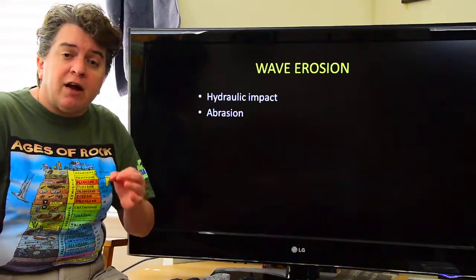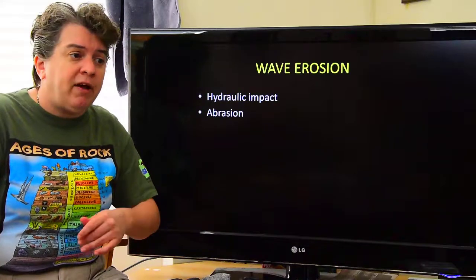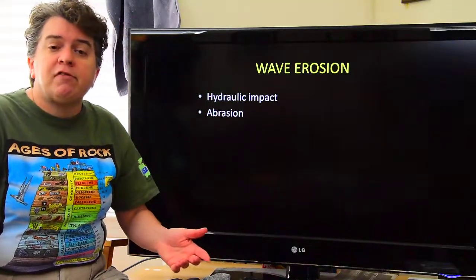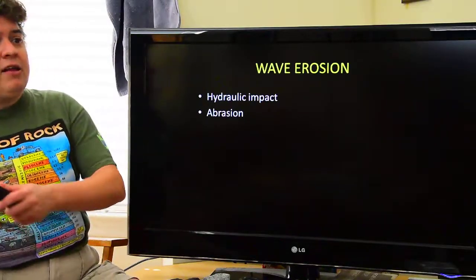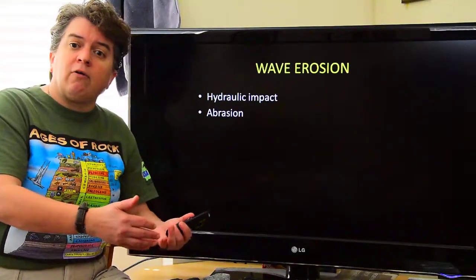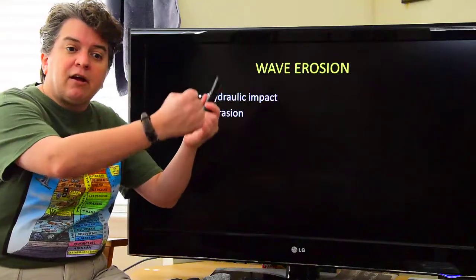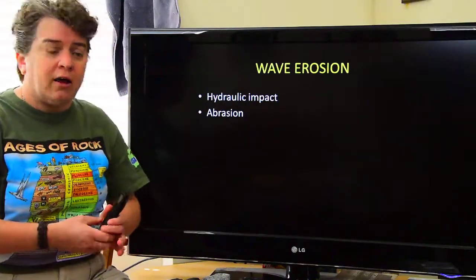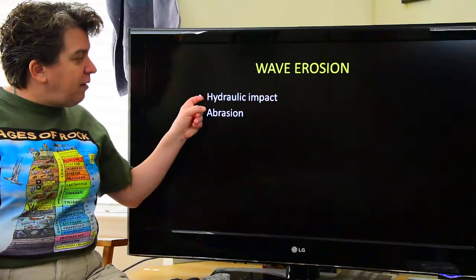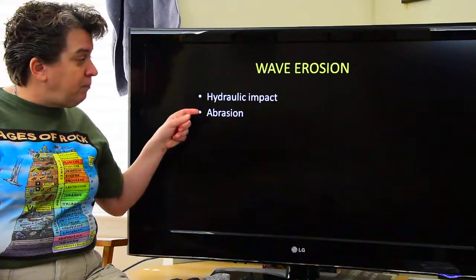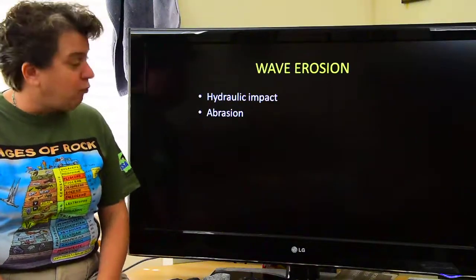But that wave is not entirely made of water. That wave might be carrying little bits of sand or some pieces of driftwood or some kind of debris. And that is going to slam into the rock or the coastline as well, and it's going to scrape against the coastline. And that is abrasion. So as these waves hit, they can erode from hydraulic impact and from abrasion.